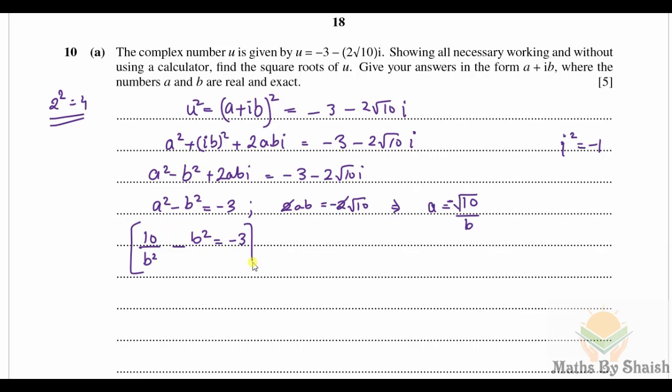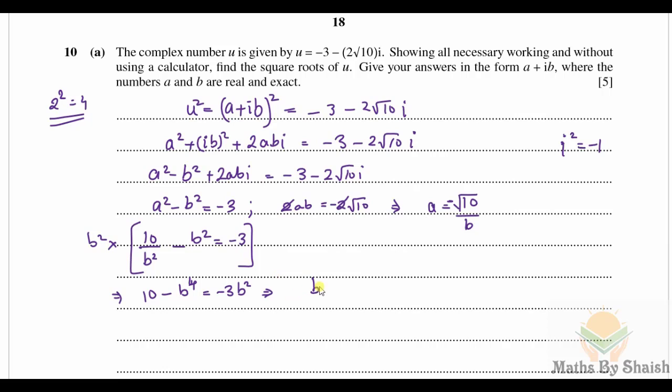Now if I multiply the whole equation by b square, we will get 10 minus b power 4 is equal to minus 3 times b square. I have multiplied everywhere. This b square only got cancelled, otherwise we have multiplied and used the law of indices.